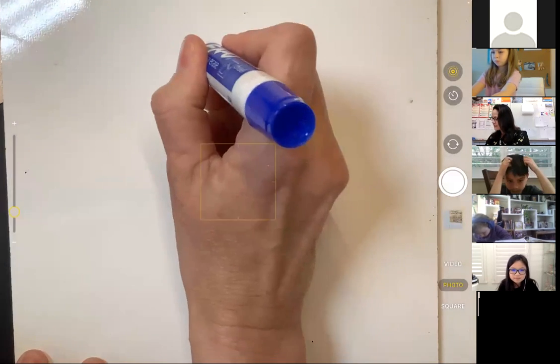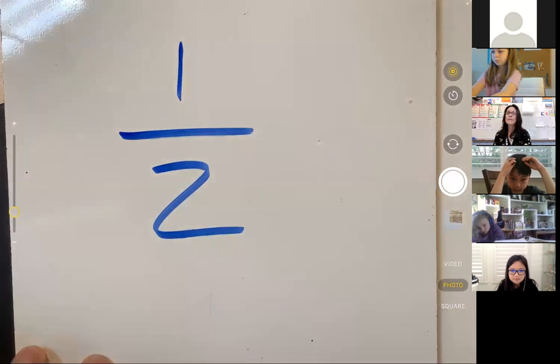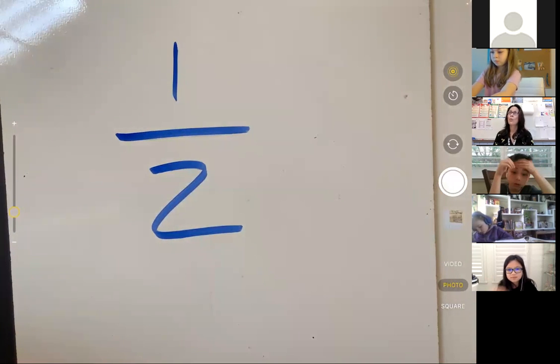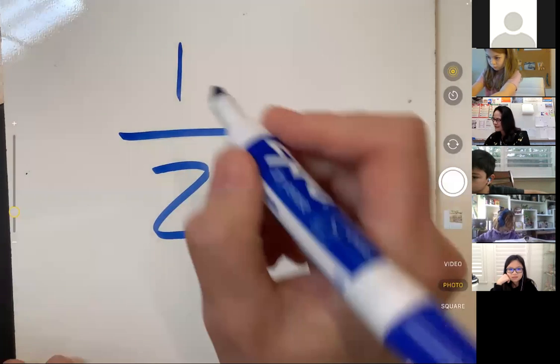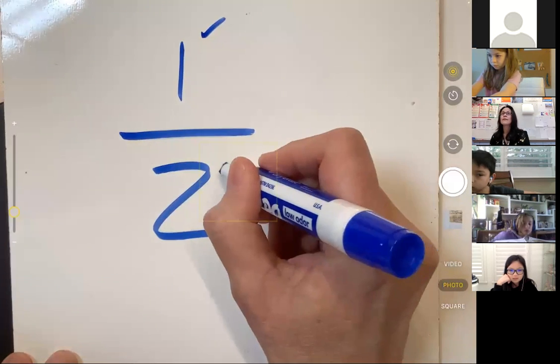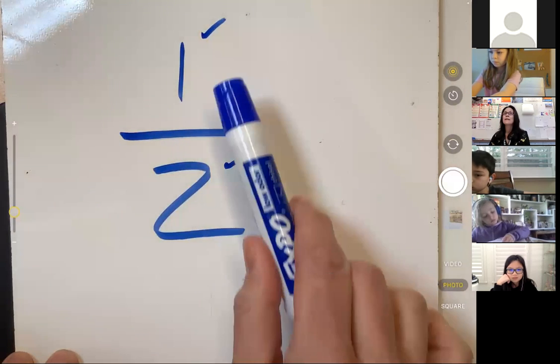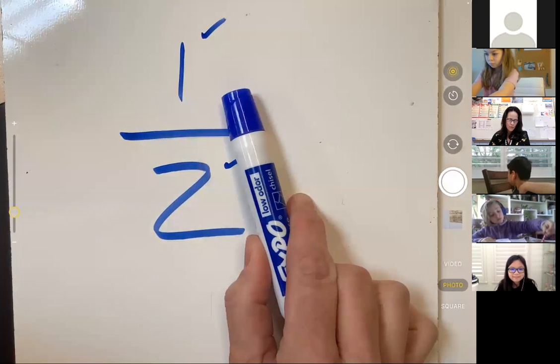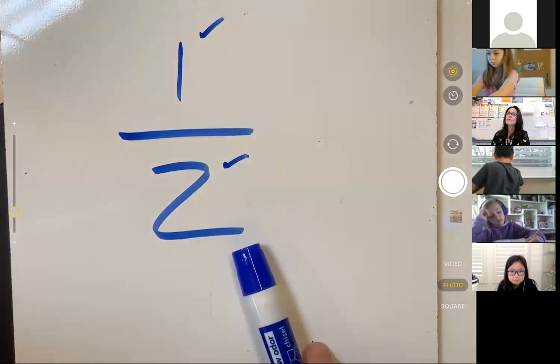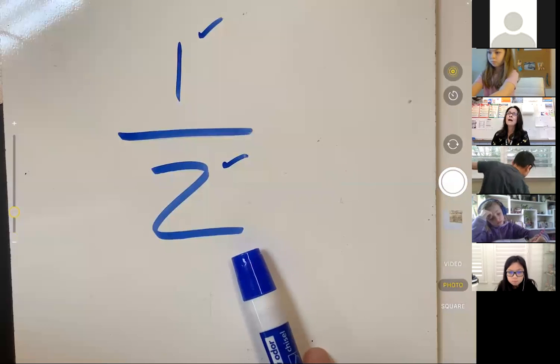A fraction has two parts. You are going to see a fraction, for example, that looks like this. This is the fraction 1/2. And so fractions, again, have parts. There's a part here and a part here. This top number is what we call the numerator. The bottom number is what we call the denominator.